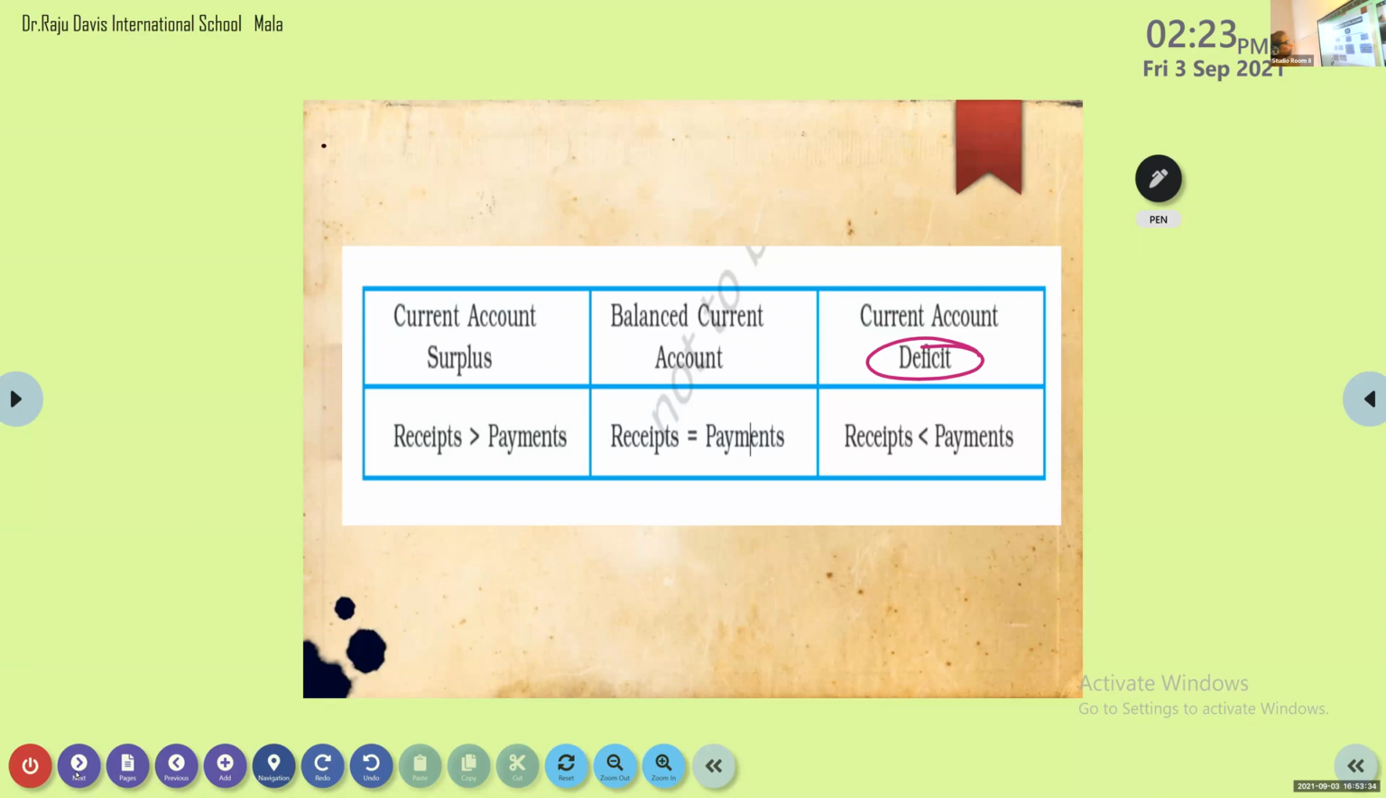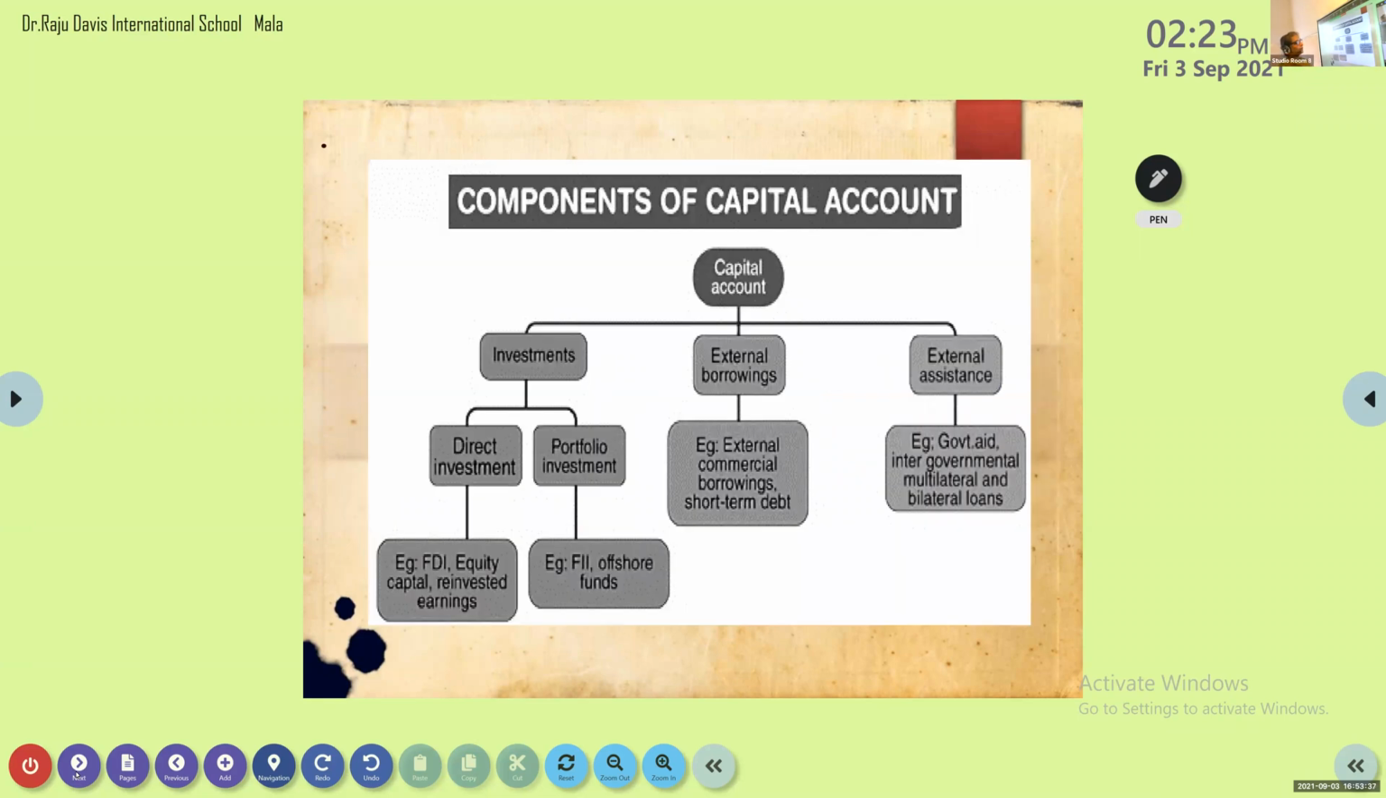Now, next one is about components of capital account. Like current account, there are various components for capital account also. Here, three things you can see: investments, borrowings, assistance. External borrowings, external assistance. Investment has two divisions: direct investment and portfolio investment. External borrowings are what you borrow from other countries. External assistance is whatever government help we are getting.